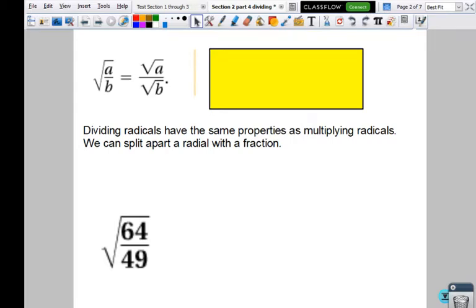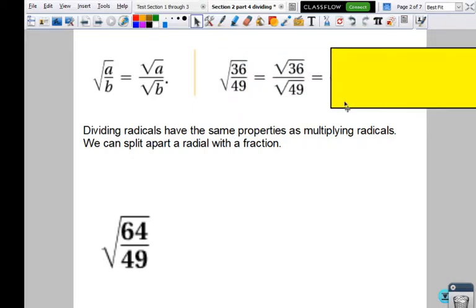Okay, so yesterday we practiced multiplying radicals. Today we're going to divide radicals, and they're actually pretty similar to multiplying. So if I have a square root, and then inside there I have a fraction, I can go through and split it into two square roots. Square root on the top, and then square root on the bottom.